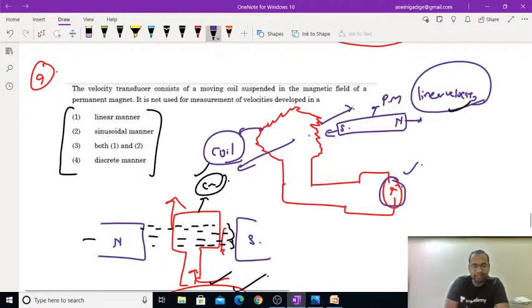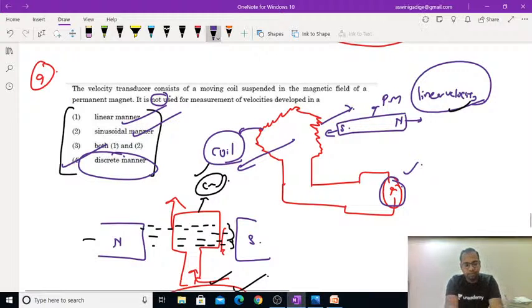What is the answer, guys? Linear and angular, both can be measured. So the question is asking which one cannot be measured. Not means discrete manner of things cannot be measured. That means the fourth option is the correct one. Yeah, Soumya, exactly. So the fourth option is the correct one. Fine.